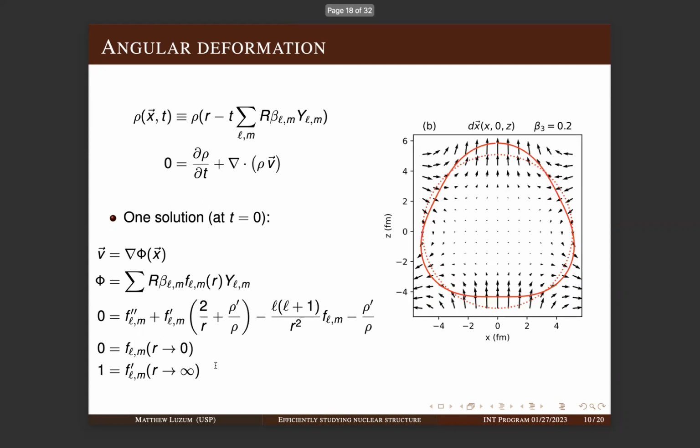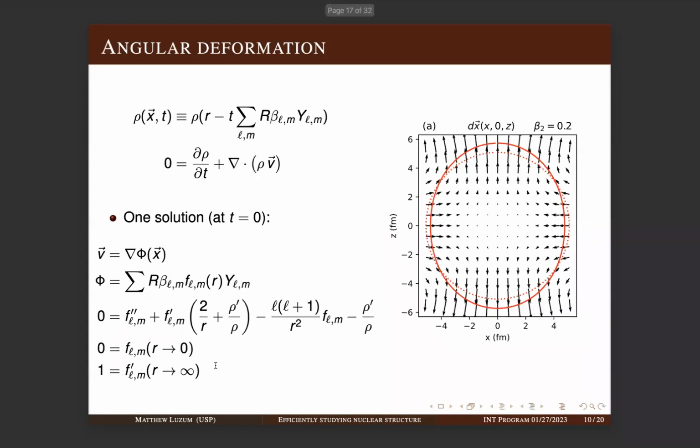I think we should probably move on. So just, how does it look? This is a slice at y equals 0 in the xz plane for a couple of examples where the only non-zero beta is beta 2. And these arrows tell you basically if you have a nucleon that's at the base of this arrow, you move it to where the head of the arrow is. And that will take you from a spherical distribution to a distribution that has beta 2 equals 0.2, which you can kind of see as you go from the dashed line to the solid line.